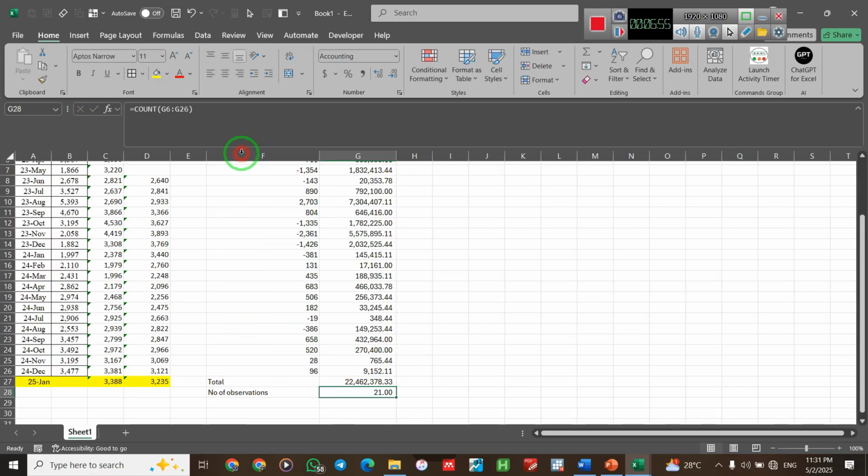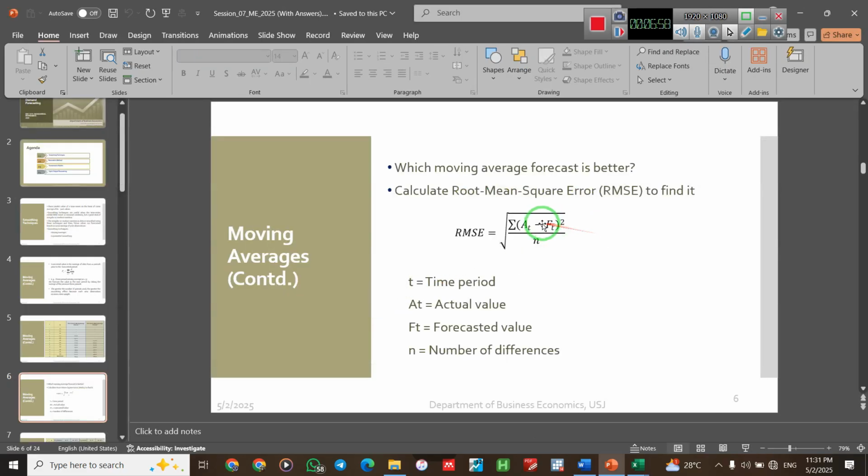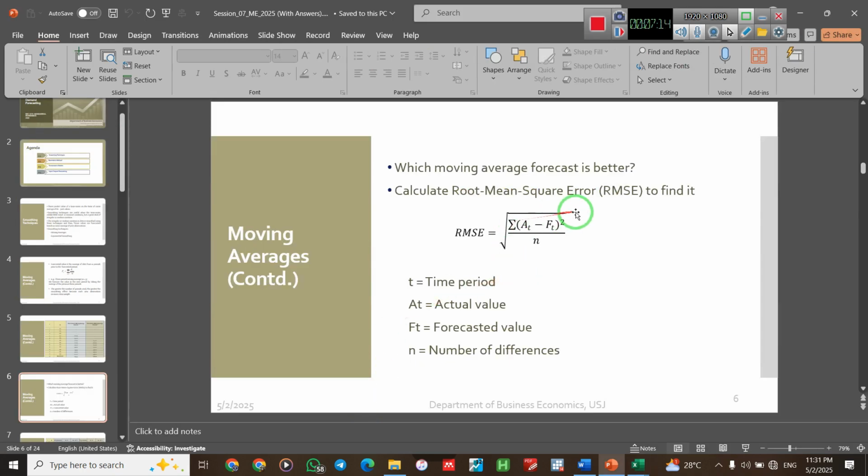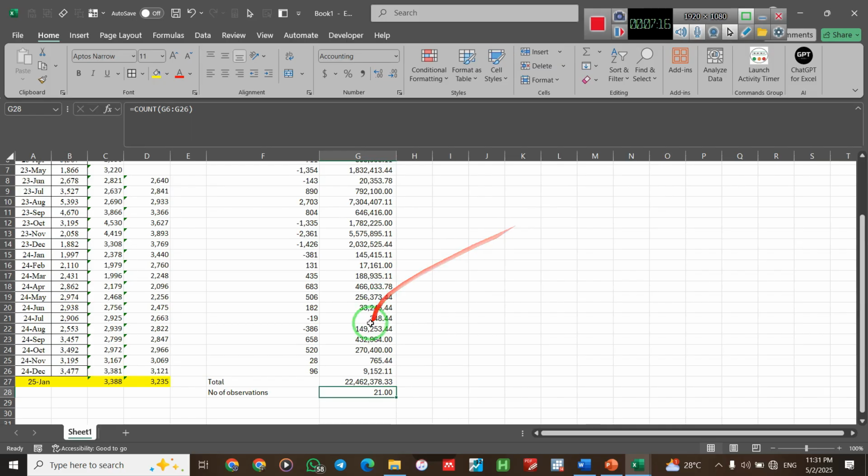So now we have calculated the total of the upper part of this equation and identified the value for n as well, right? So this is the total value of the upper part and this is your n. First you have to divide this upper part by this n. That means you have to divide this total value by this number of observations, right?